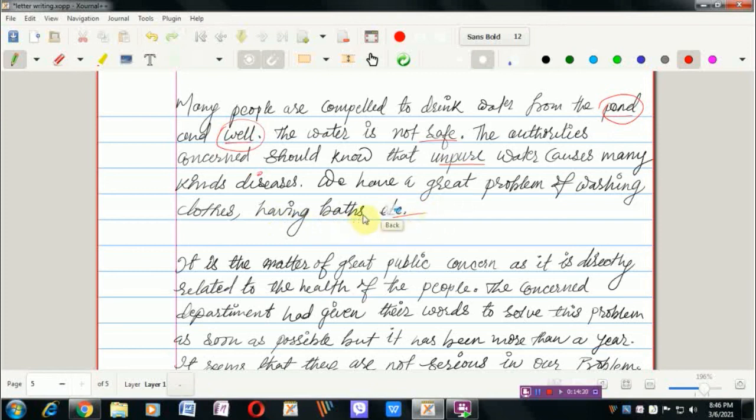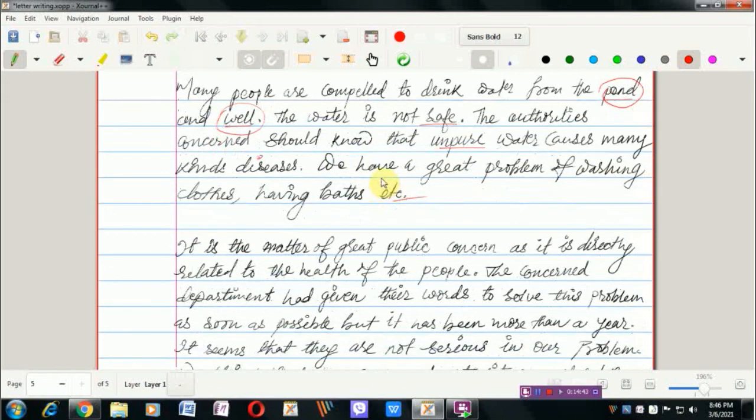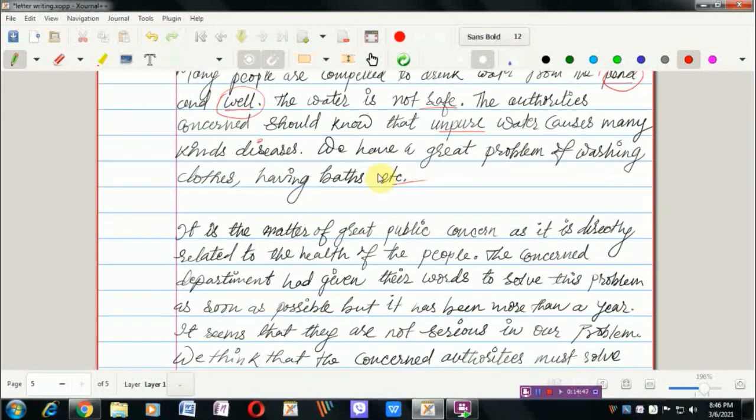So these are the problems that we are facing due to the poor availability of drinking water in our area. In this way you have to write about these things in the second paragraph when you are writing a letter to the editor about the problem of drinking water.